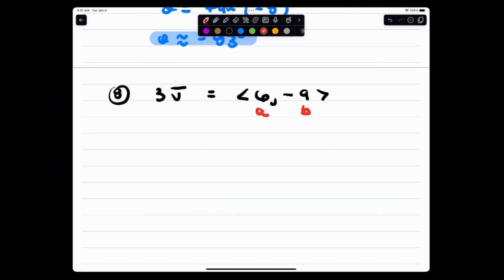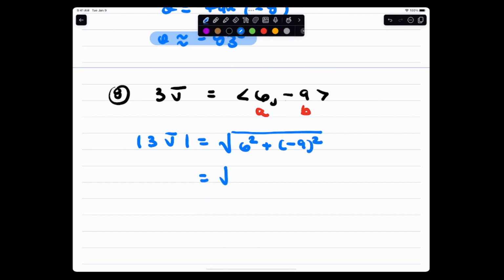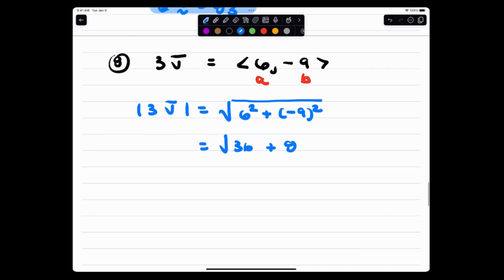How do we get, ladies and gentlemen, the length here of 3v? Square root of 6 squared plus negative 9 squared, which will be 36 plus, what's 9 squared? 81, which becomes 117.